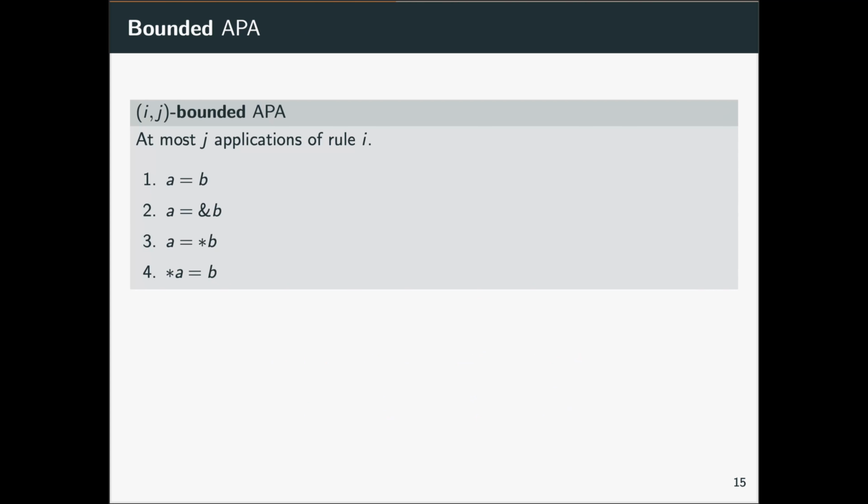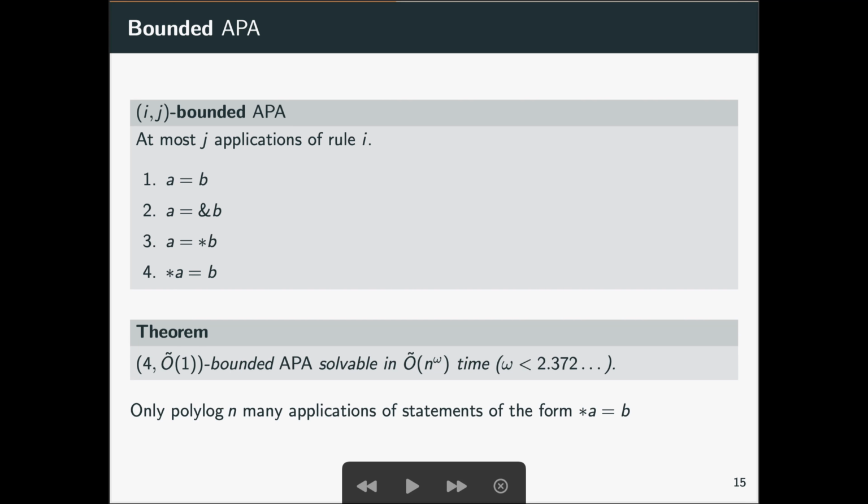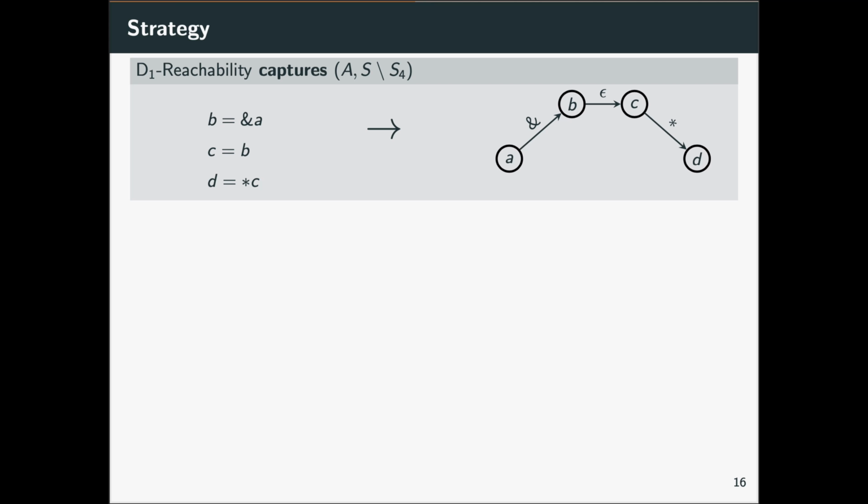A bit more formally, we obtain the ij-bounded version of the problem for integers i and j by looking at the points-to sets as witnessed by executing sequences of statements that only have j applications of statements of type i. Perhaps surprisingly, we saw that if we require the number of statements of type *a = b to be bounded by a polylogarithm, then the problem can be solved in nearly matrix multiplication time, meaning much below the cubic bound. On our way to this bound, we solve another important problem in static analysis, that of Dyck reachability. So let me give you some flavor of how the two combine.